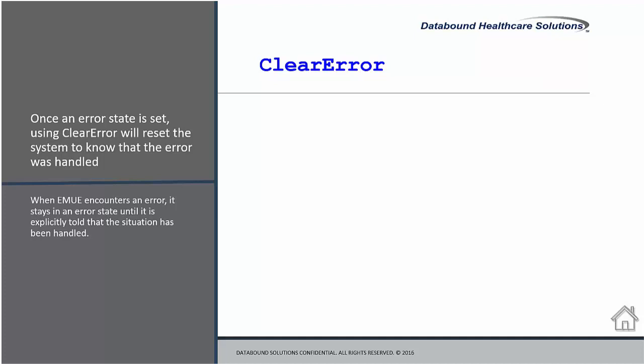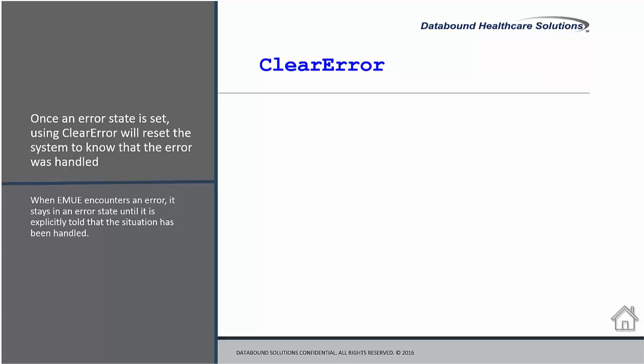So a few more. Clear error. This is a command that clears the error state from EMUE. Earlier I said that once EMUE hits an error state, it sees a flag, it knows, hey, I'm in an error state. So we need a way to clear that away before we hit another command, because the default behavior in EMUE is if I hit an error, I raise my error state. If I hit another error right after that, I exit error.